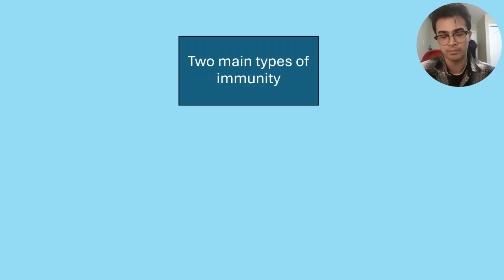The immune system functions to protect the host against illnesses. These illnesses are caused by pathogens such as viruses, bacteria, fungi, or parasites. There are two major divisions of the immune system.